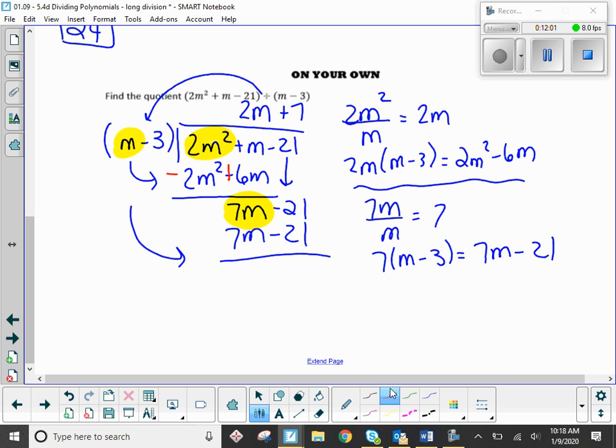And when you go to subtract those, it's really just means you're changing the signs, right? So positive 7m becomes negative, negative 21 becomes positive, and when you add those, you get 0. You got no remainder. What part is your answer? 2m plus 7. Good, 2m plus 7.